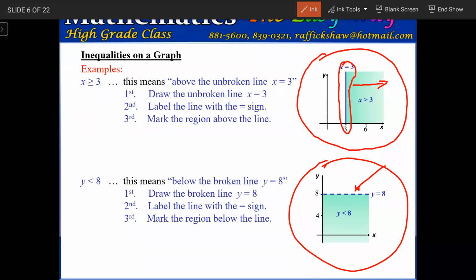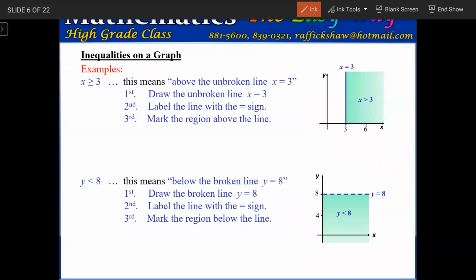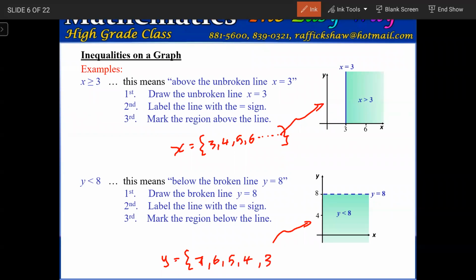If X are integer values, you can write the values like this. For this one, X equals, start at 3, can be 4, can be 5, can be 6, and on. For this one, Y can be, if I put 8 in, well, 7, then 6, 5, 4, 3, all the way down. That's what that one means, if I use whole number values.